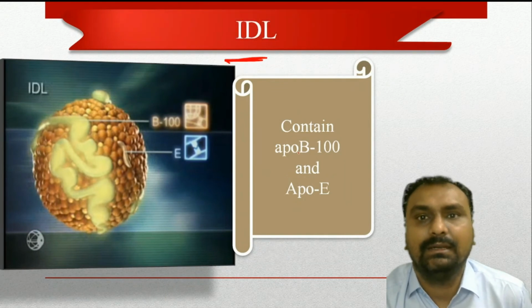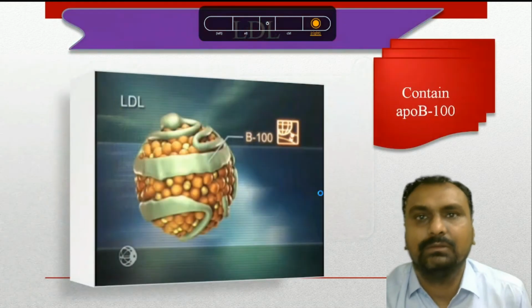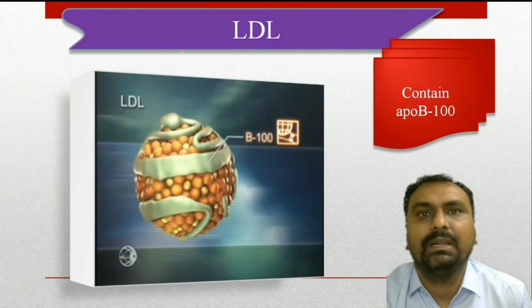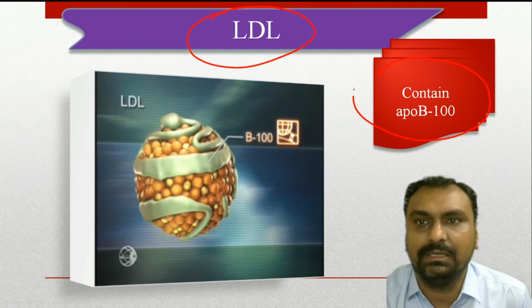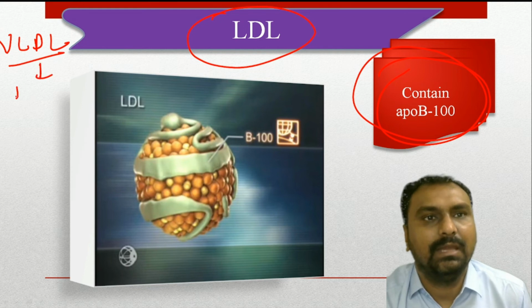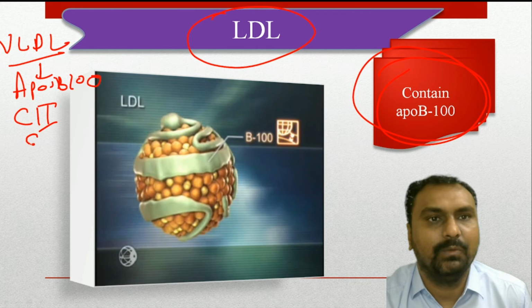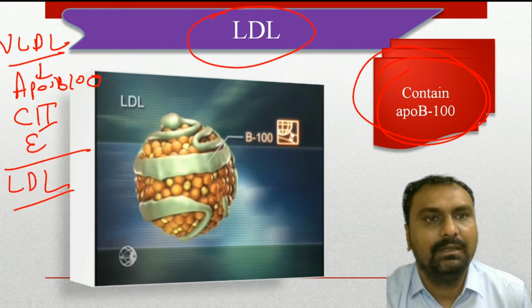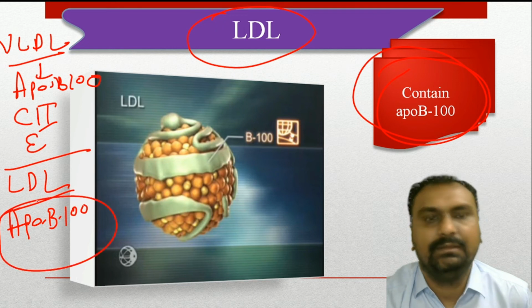This IDL contains Apo B100 and Apo E. It is the intermediate product of VLDL metabolism. While LDL contains only Apo B100, that you have to remember. VLDL has Apo B100, Apo C2 and Apo E, while in the case of LDL, only Apo B100 apoprotein is there.